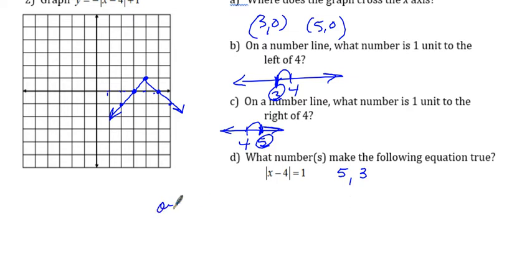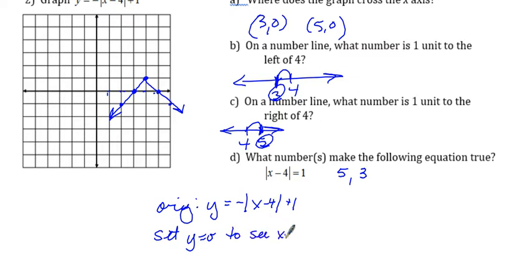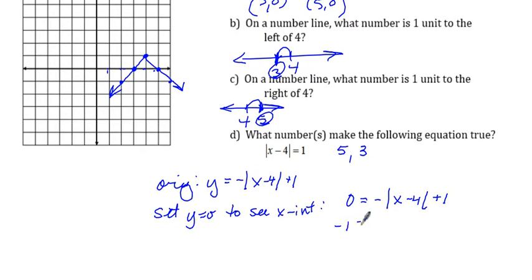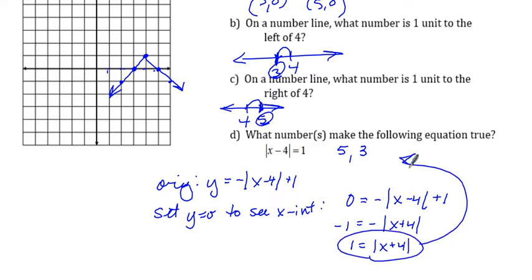Where did this come from? Well, our original was y equals the negative absolute value of x minus 4 plus 1. If we set y equal to 0 to see the x-intercepts, it looks like 0 equals negative absolute value of x minus 4 plus 1. Subtract 1 from both sides. Divide by negative 1 on both sides. So this is where this thought process came from.